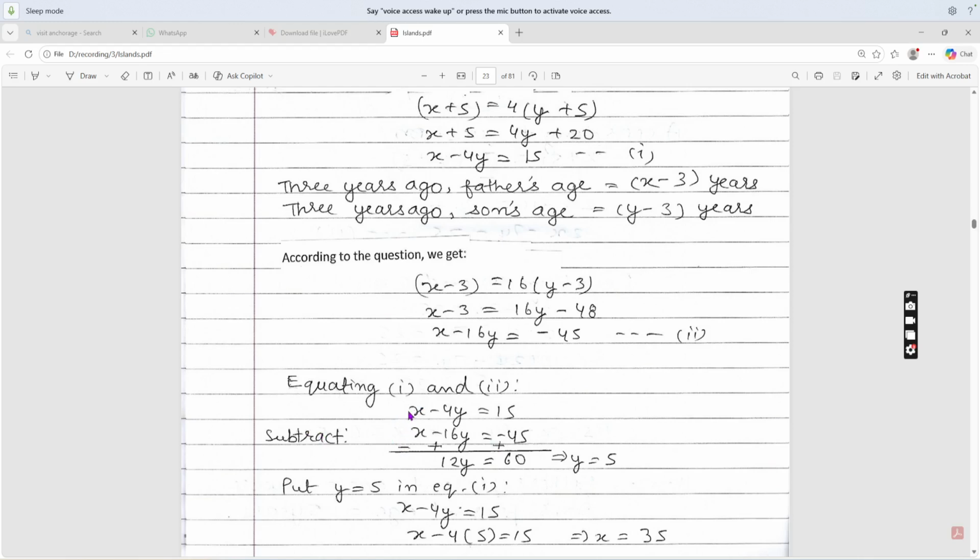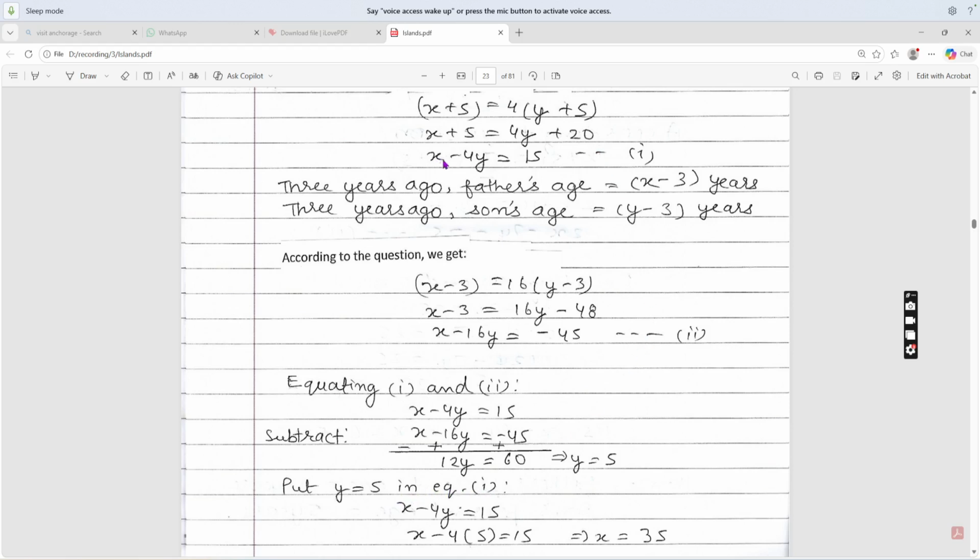Plus minus is 0. So plus 1x minus 1x would give us 0. Minus 4y plus 16y will give us plus 12y, and plus 15 plus 45 will give us plus 60. So y would be equal to 60 upon 12, that is 5. Now we are going to put y is equal to 5 in equation 1.